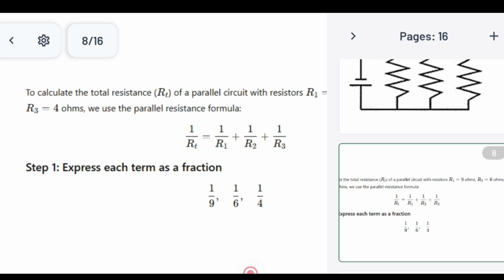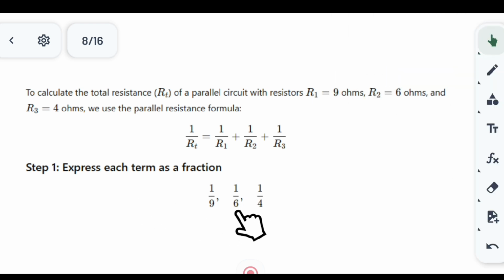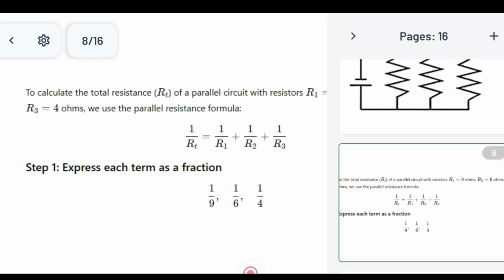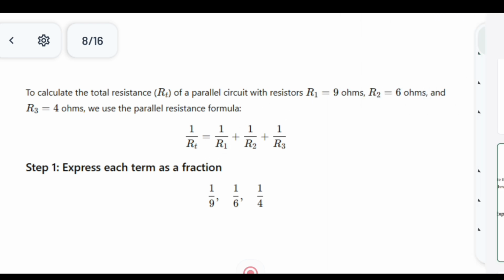The next thing that you need to do is, as you can see, the denominators are different. They are not the same. And you cannot perform the addition if they are not the same, because our main operation here is addition.